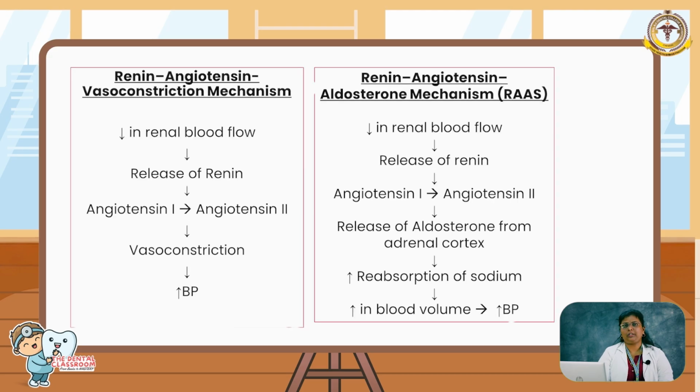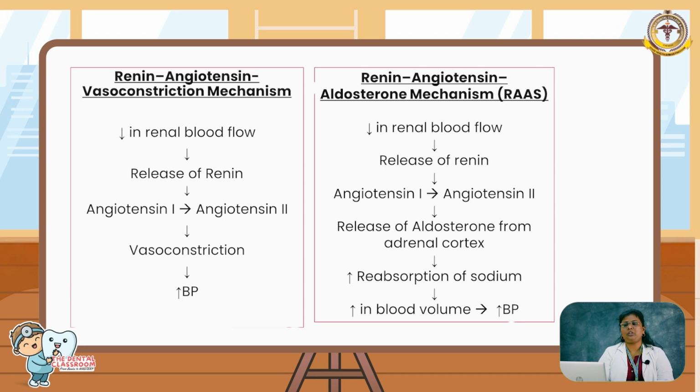What is this renin-angiotensin mechanism? It acts in two ways. One is the renin-angiotensin vasoconstriction mechanism, another one is the renin-angiotensin aldosterone mechanism. Here, whenever there is increased or decreased renal blood flow, it will affect the renin secretion. For example, if the blood flow decreases, renin is released more in the juxtaglomerular apparatus. In turn, it activates angiotensin 1 to angiotensin 2. This angiotensin is a vasoconstrictor, acts on the blood vessels and causes vasoconstriction, which increases the blood pressure.